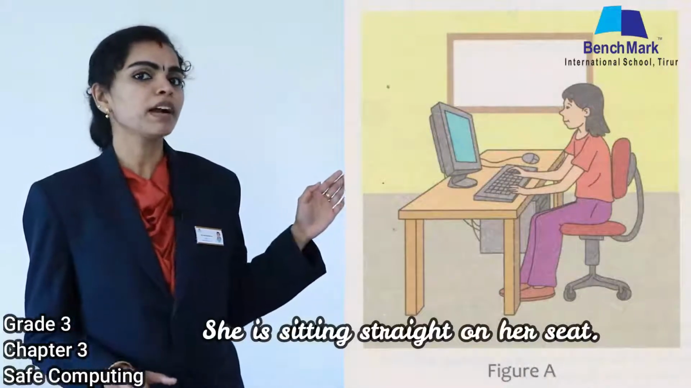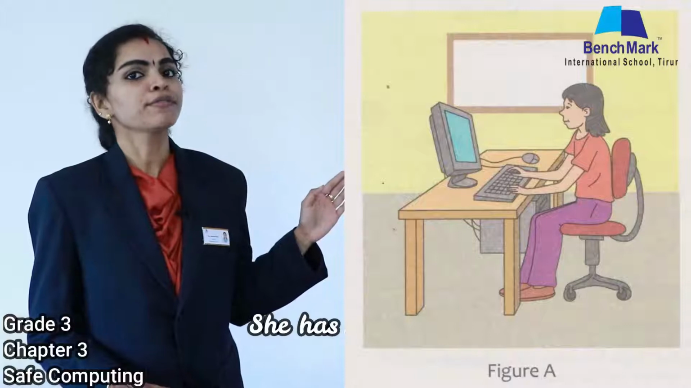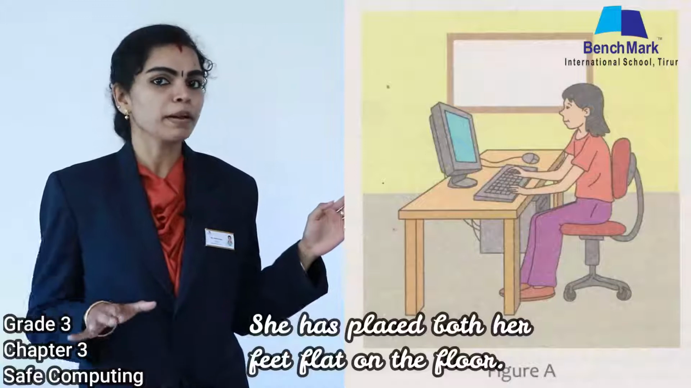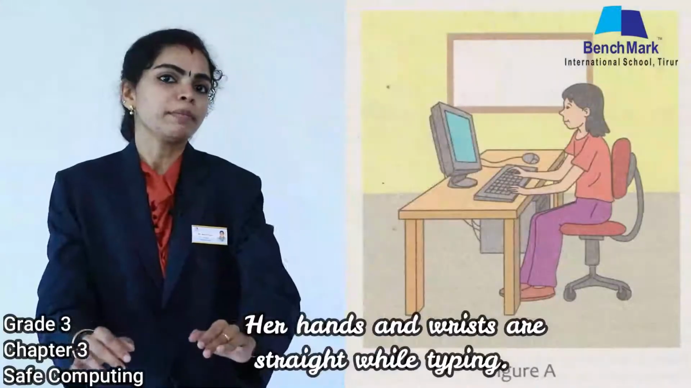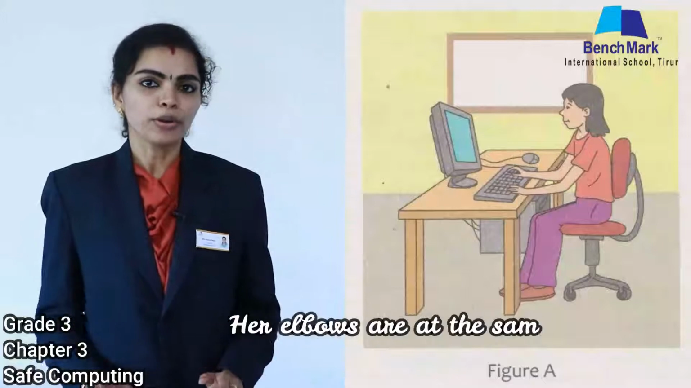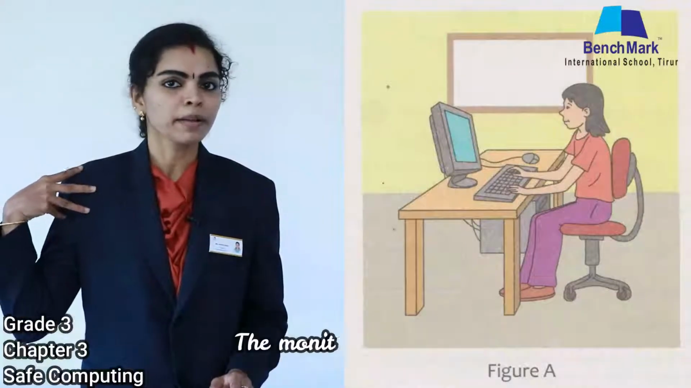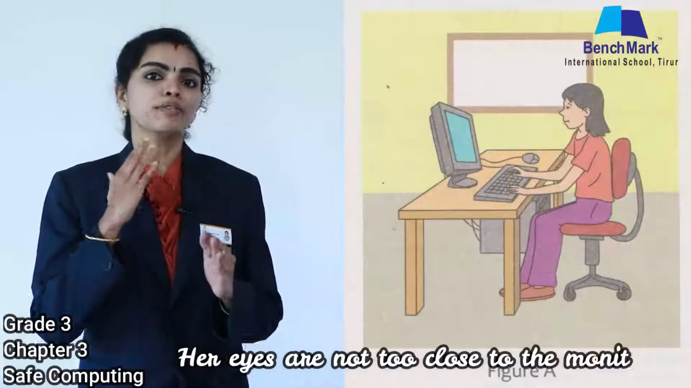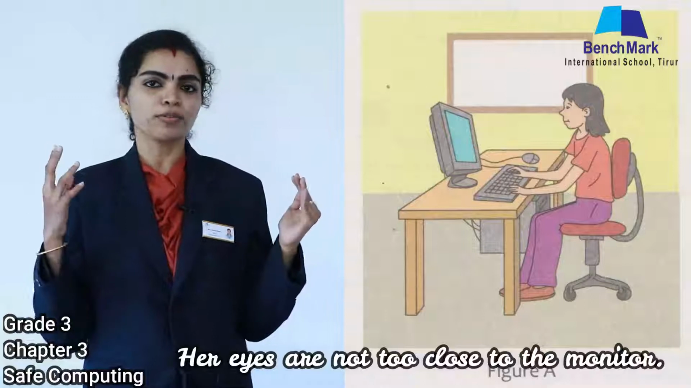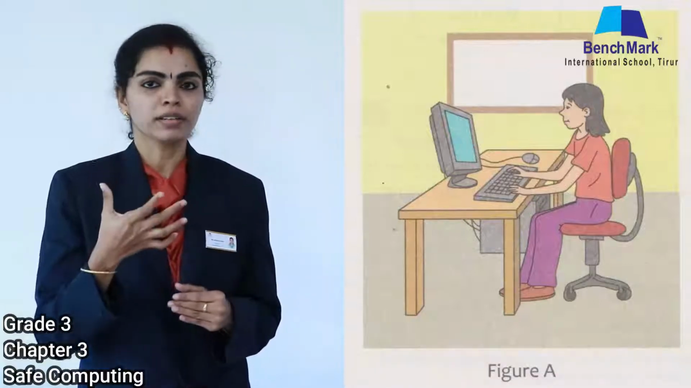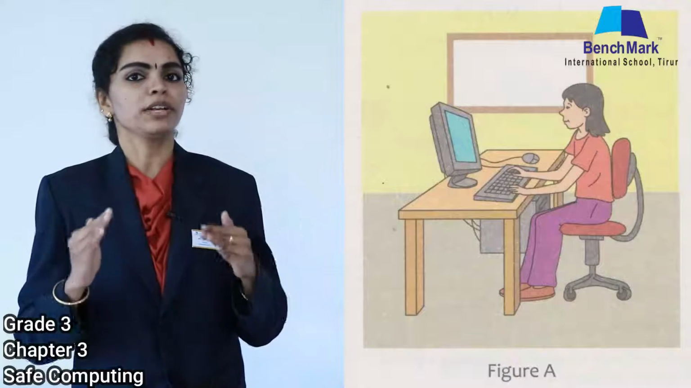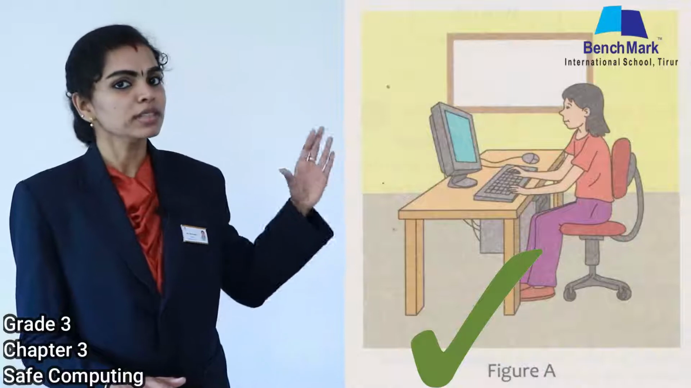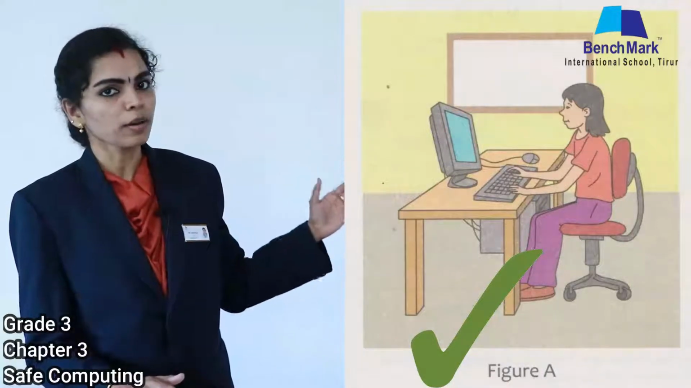How is she keeping her feet? She is keeping her feet flat. So when working on a computer, we should keep our feet flat, and we should keep our elbows and hands straight. If you are not doing so, we will get shoulder strain. We should maintain some distance between the monitor and our eyes. If we are sitting too close or too far, it will cause eye strain. These are the things you need to follow. See how she is sitting. She is maintaining all the things correctly. This is the way we need to sit when we are working on a computer.